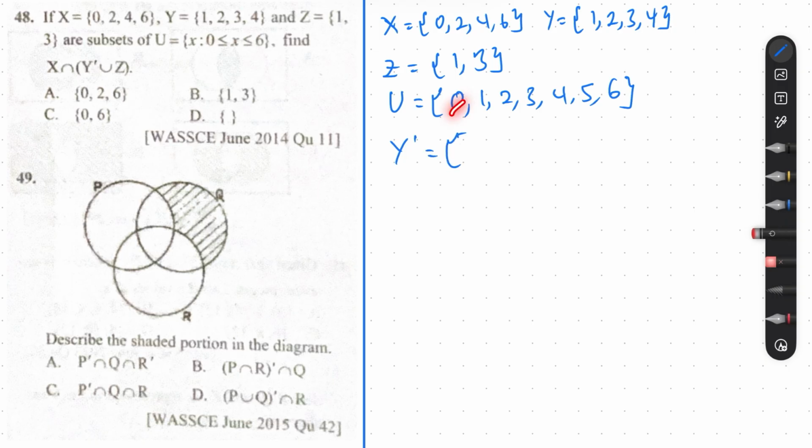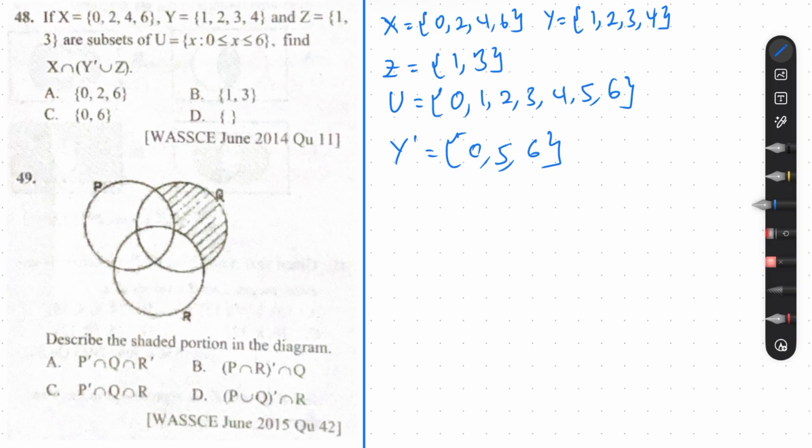We have 0 here, 0 not here, so 0 comes here. We have 1 here, 1 here, so 1 does not enter. 2 here, 2 here. 3 here, 3 here. 4 here, 4 here. Now we have 5 here, 5 not here, and 6 here, 6 not here. So 5 and 6 come here. Okay, cool. So we have 5 and we have 6. So that's y complement.